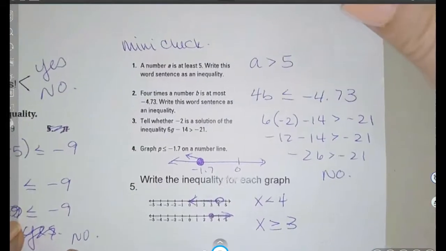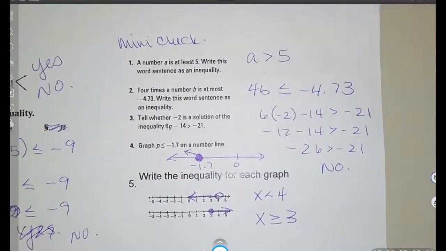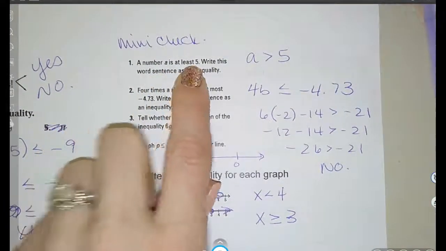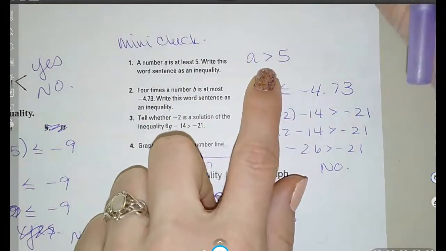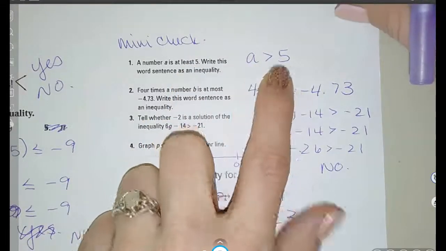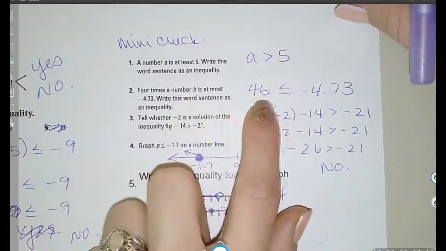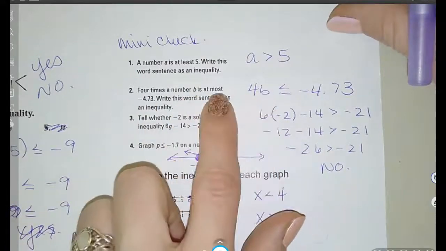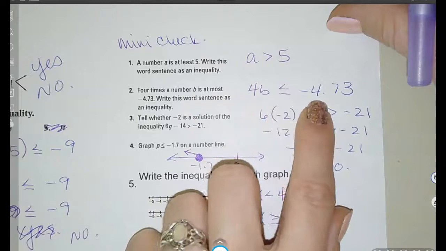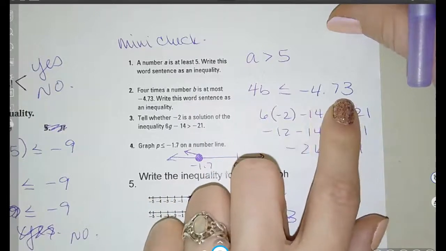Okay, so here's my little mini check at the end. A is at least 5. Here's my inequality. The variable comes first, greater than or equal to 5. 4 times B, I would write that as 4B. At most means it's less than or equal to -4.73.